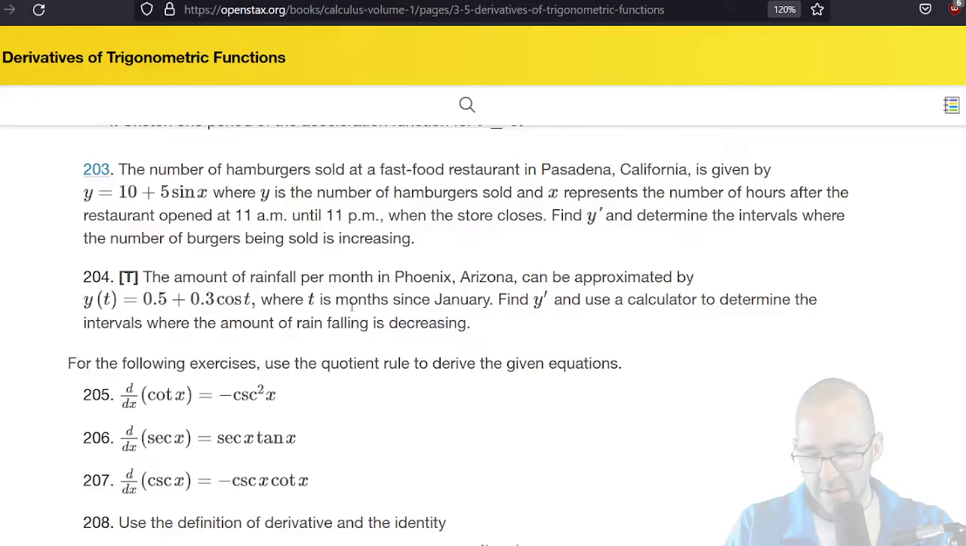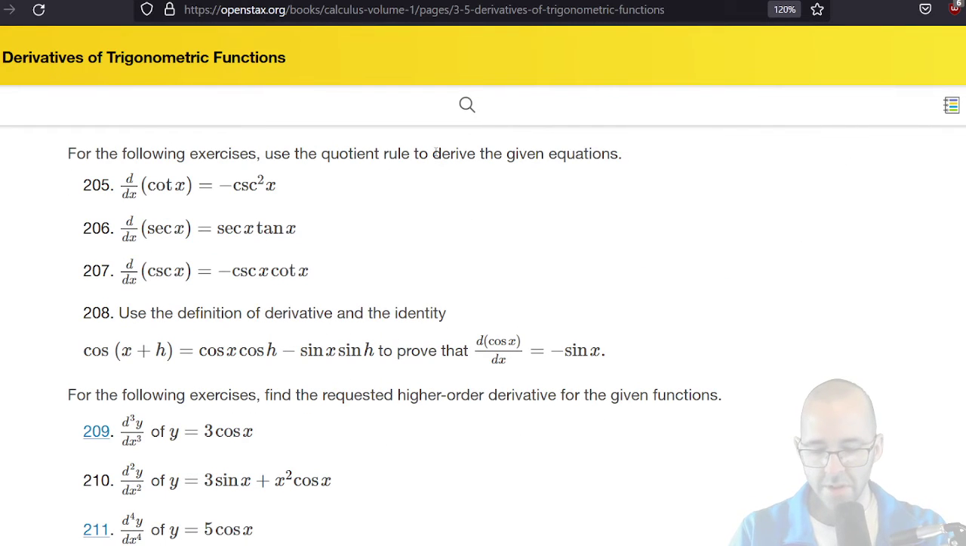205 says, use the quotient rule to derive the given equation. So this is almost exactly like what we did in 3.5.3, where we derived the derivative of tangent. So this is just going to show where the derivative of cotangent comes from. Now it's almost exactly going to be the same. I'm going to do 206 instead. Let's show where secant comes from.